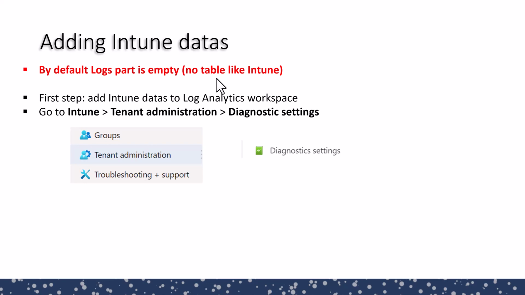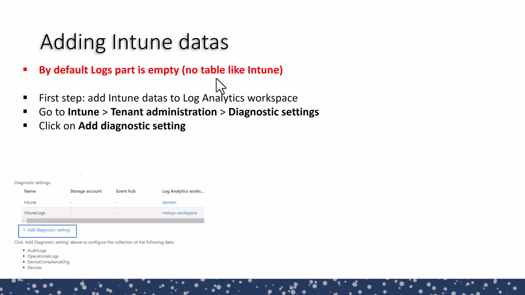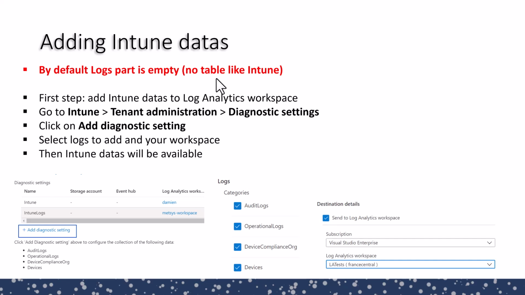To do this, you will need to go to your Intune tenant, go to Tenant administration, then go to Diagnostic settings, and there you will have a button Add diagnostic setting. Click on it, and you will need to select the log categories to send to your workspace. There I check everything. I check Audit logs, Operational logs, Device compliance, and Devices. This will send all those data to the new workspace.